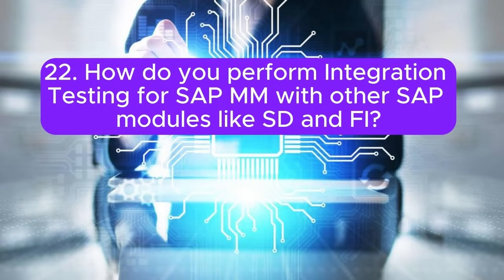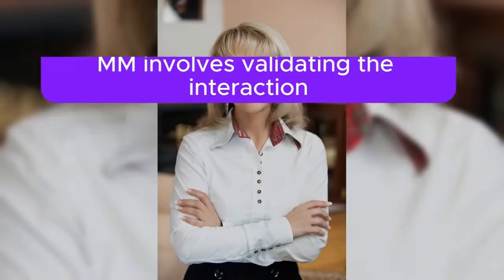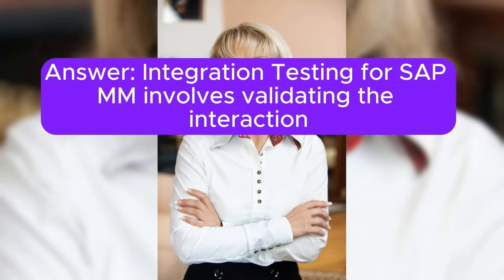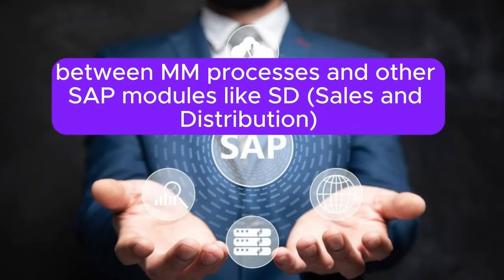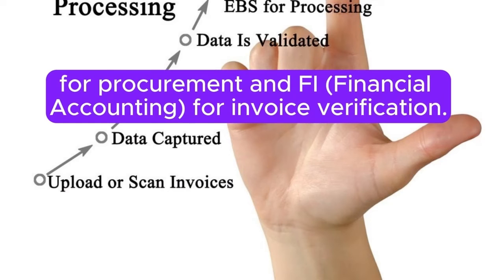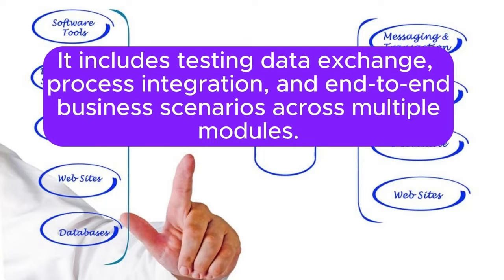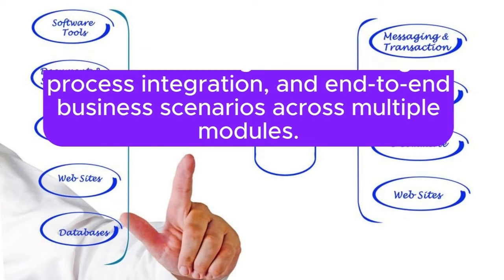22. How do you perform integration testing for SAP MM with other SAP modules like SD and FI? Answer. Integration testing for SAP MM involves validating the interaction between MM processes and other SAP modules like SD (sales and distribution) for procurement and FI (financial accounting) for invoice verification. It includes testing data exchange, process integration, and end-to-end business scenarios across multiple modules.